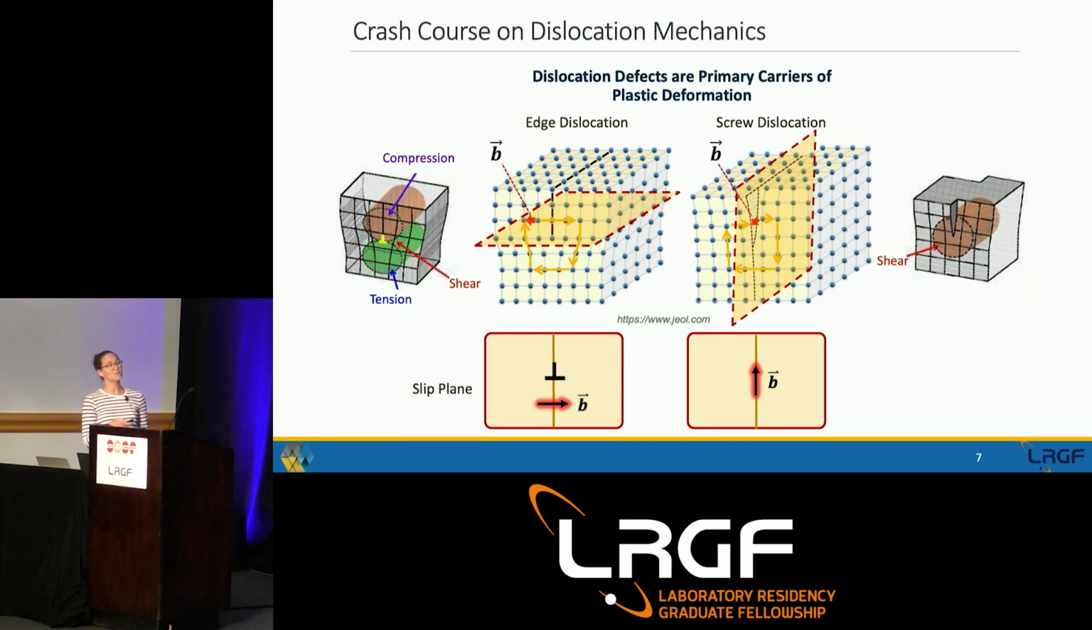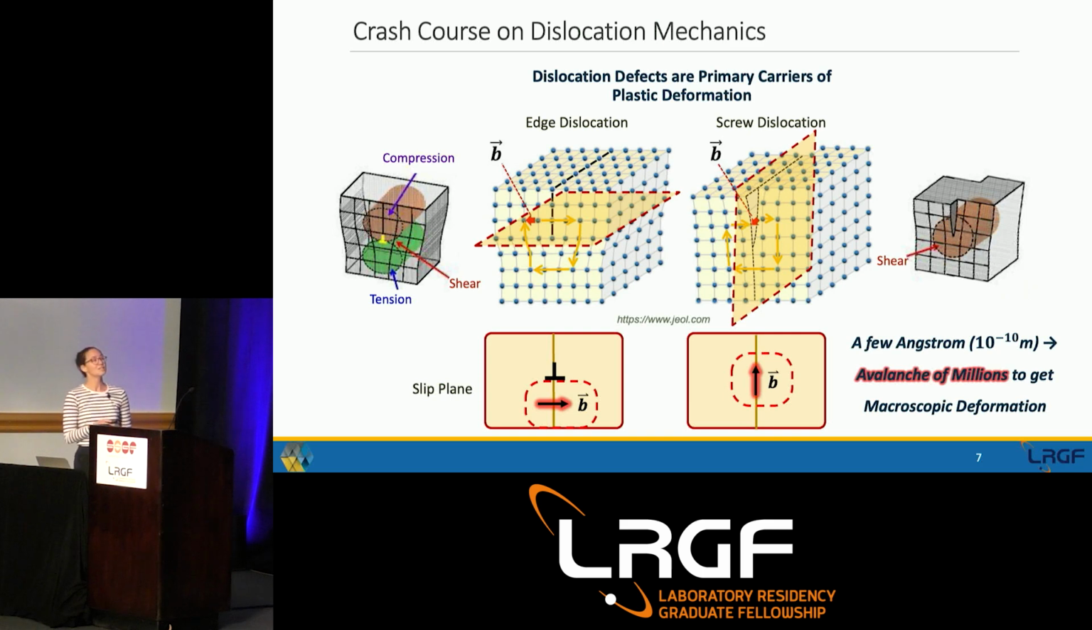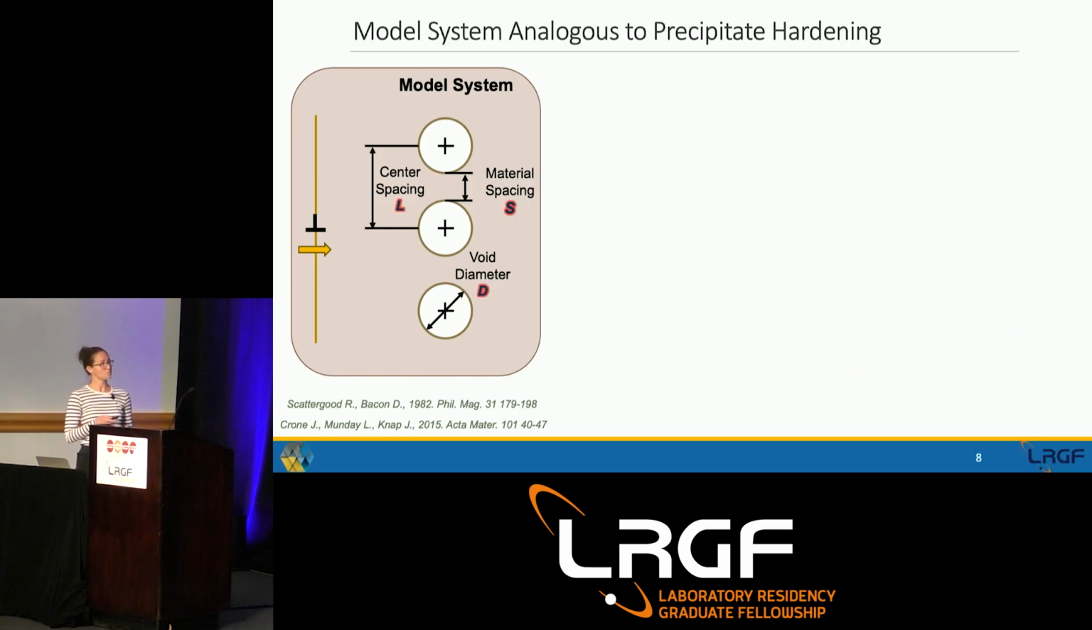And so I just want to point out, just to bring this back to reality, each Burgers vector is only a few angstrom in length. So what we really see in metals is not a single dislocation moving, but avalanches of millions of them moving, and this translates to our macro scale deformation. So now let's get into the state of the literature, how we understand this nanovoid strengthening in particular.